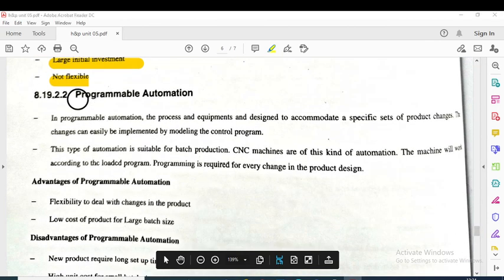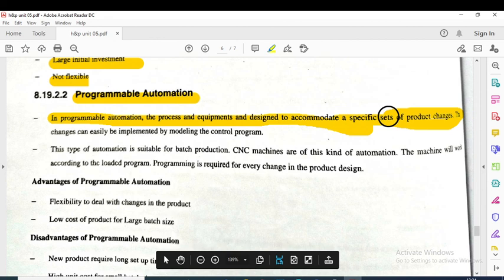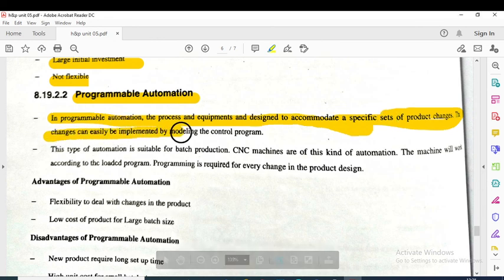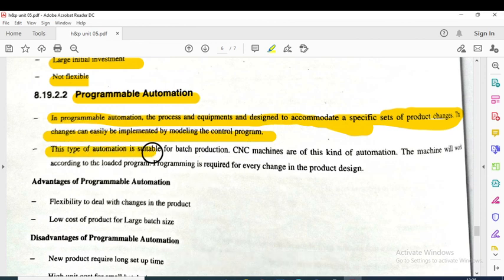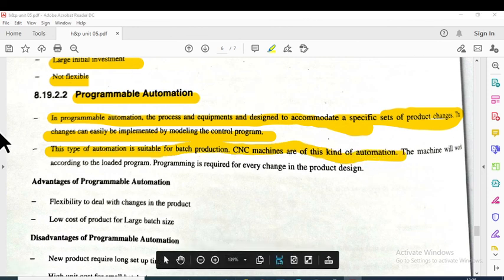It can be used for programmable automation also. In programmable automation, the process and equipment are designed to accomplish a specific set of products. Changes can easily be implemented by modifying the control program. This type of automation is suitable for batch production. CNC machines are of this kind of automation, where pneumatic systems are used to make the automation.